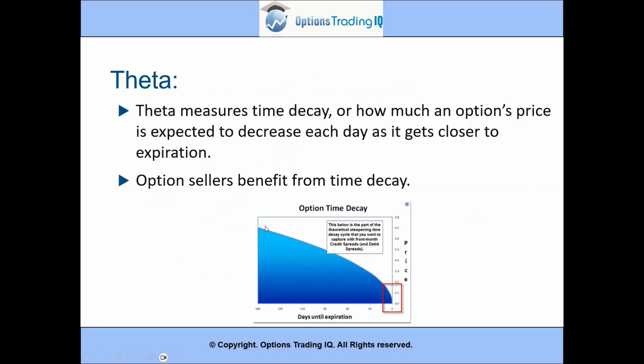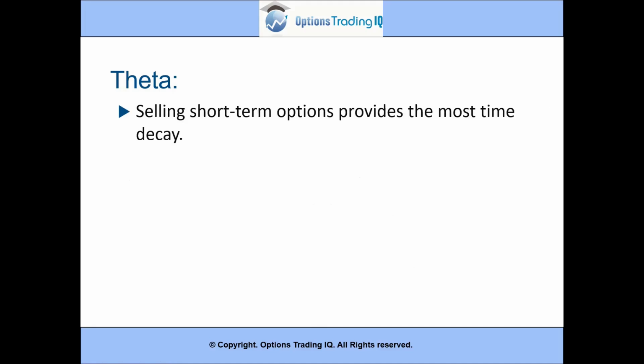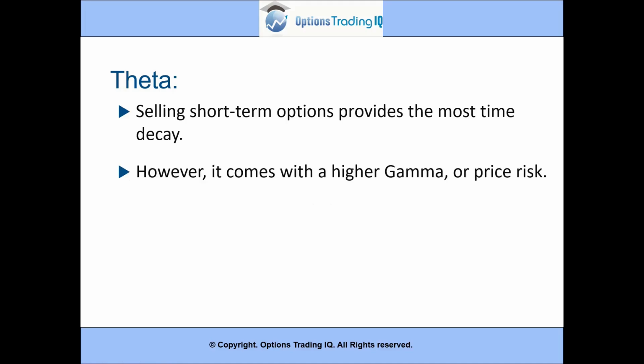So we have very slow decay 6 months out, and it starts to speed up as we get close to expiration. And those weekly options have very, very fast time decay, which is great for option sellers, but it comes at a cost of high gamma or high price risk, as we've just learned. So selling short-term options provides the most time decay. However, it comes with a higher gamma or price risk. Everything in options is a trade-off.